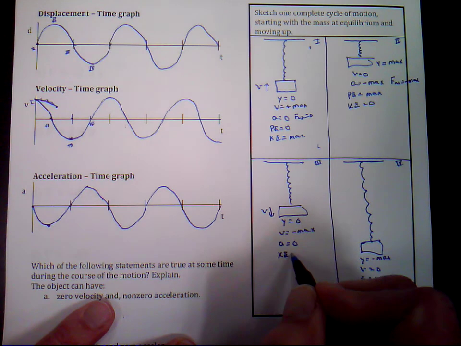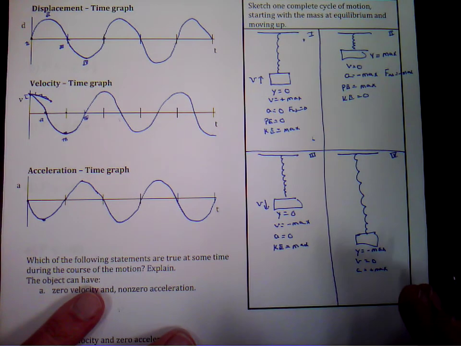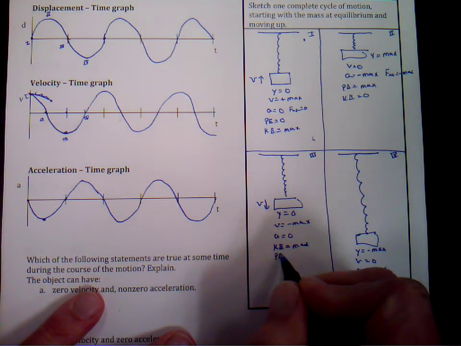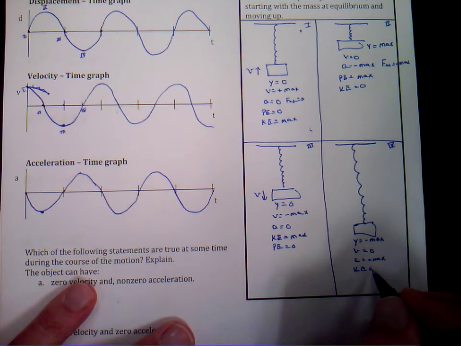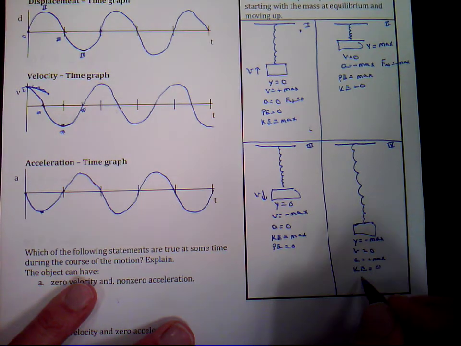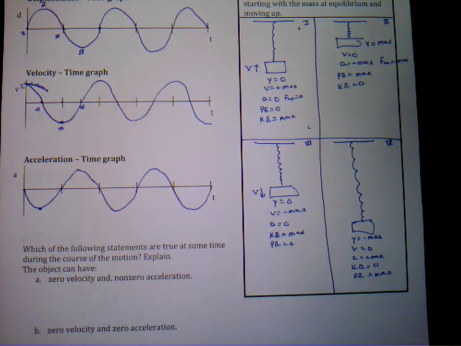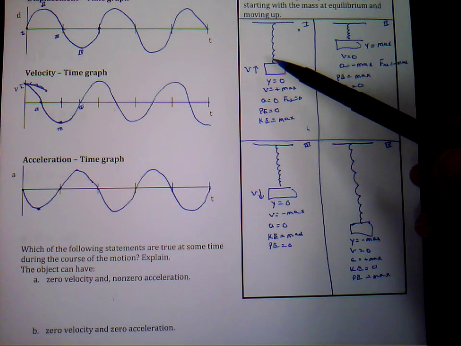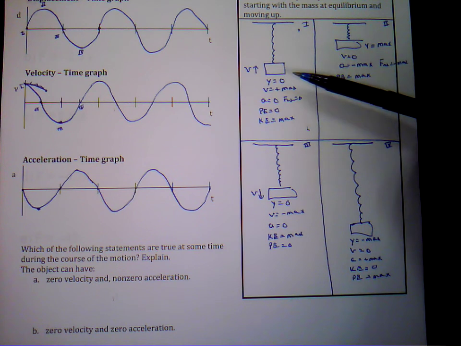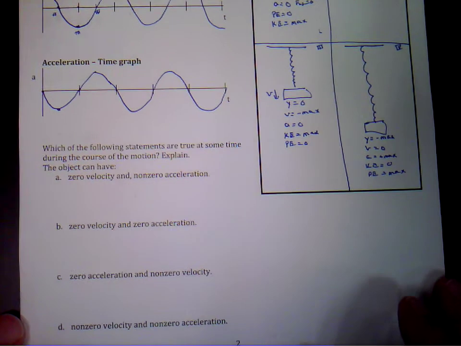Again, we have some maximum kinetic energy at equilibrium position because that's where it's moving the fastest. And we have 0 potential energy. The kinetic energy here is 0, and the potential energy is some maximum value. So we have all these different things that we can analyze for simple harmonic motion: the displacement, velocity, acceleration, potential energy, and kinetic energy. All right, so let's take a look at some things here.